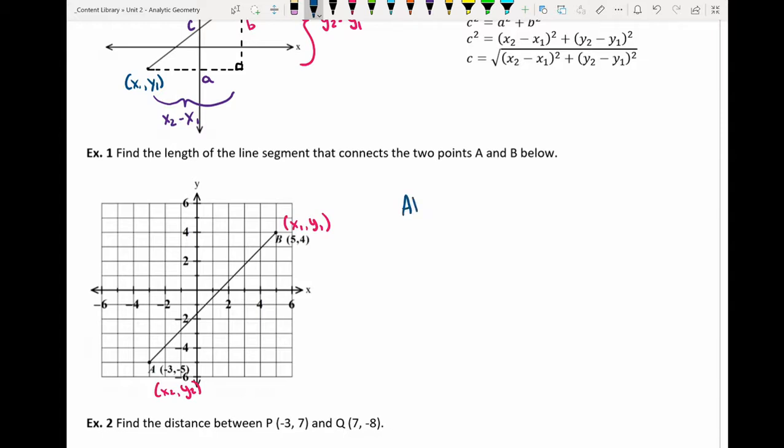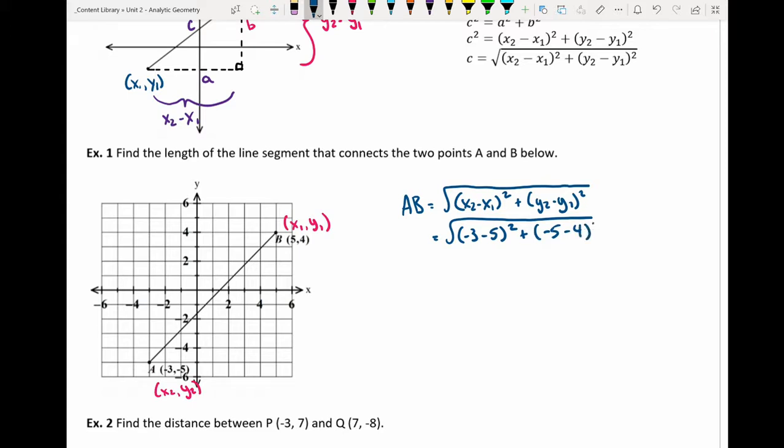So I'm looking for the length of AB, or my line segment AB, and I know that that is going to be the square root of x2 minus x1 squared plus y2 minus y1 squared. Again, just taking that from the formula from above. Next step, x2 minus x1. So my x2, negative 3 minus x1, which is 5. That's all squared. And then y2 is negative 5 minus y1, which is 4. And that's all squared.